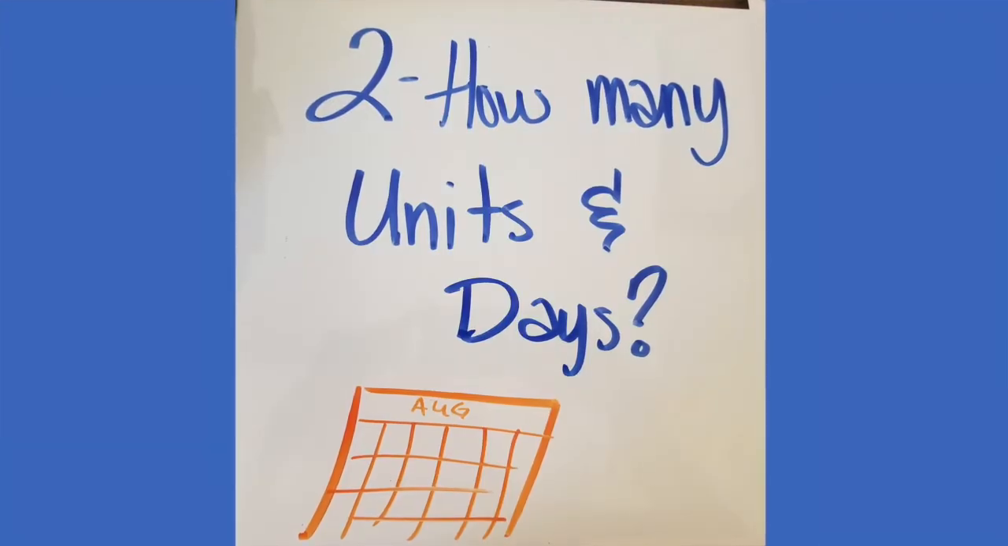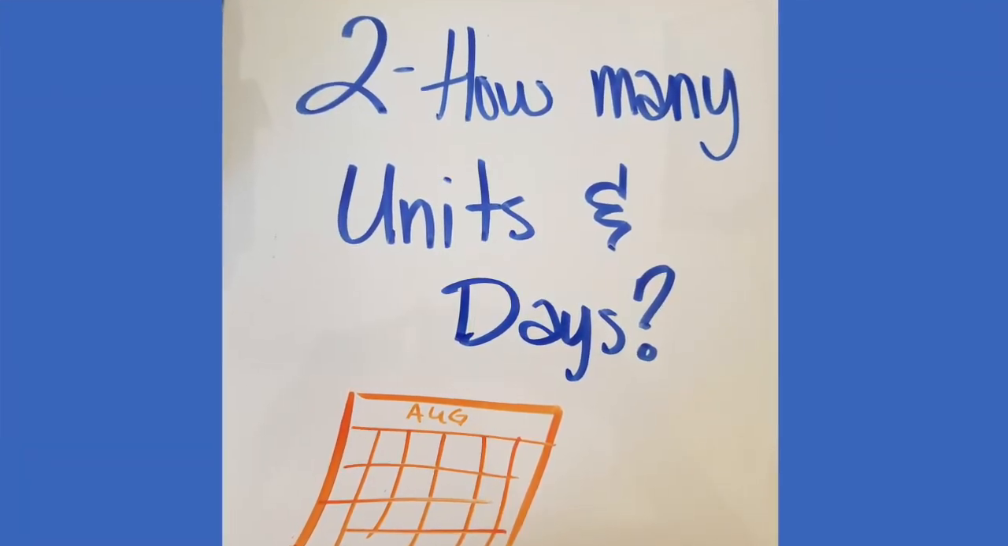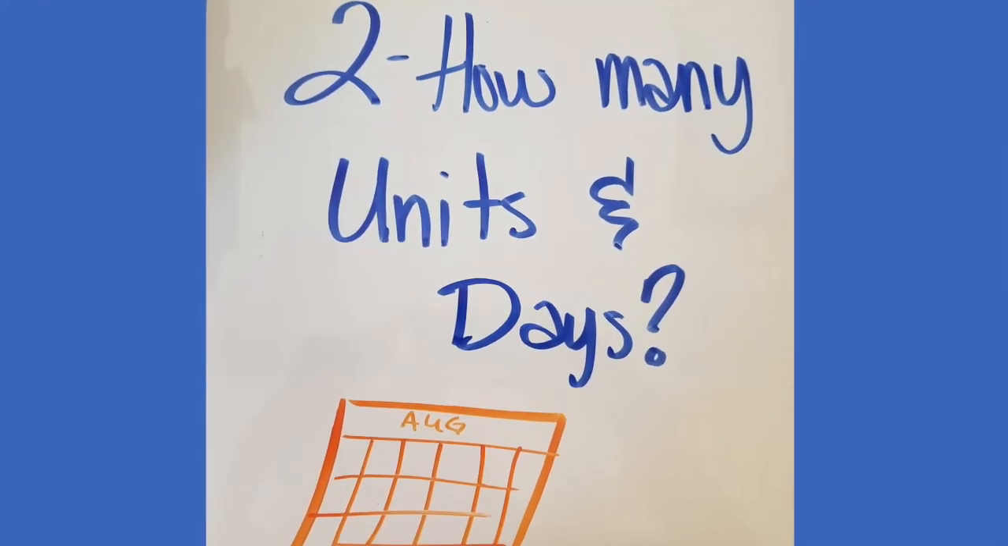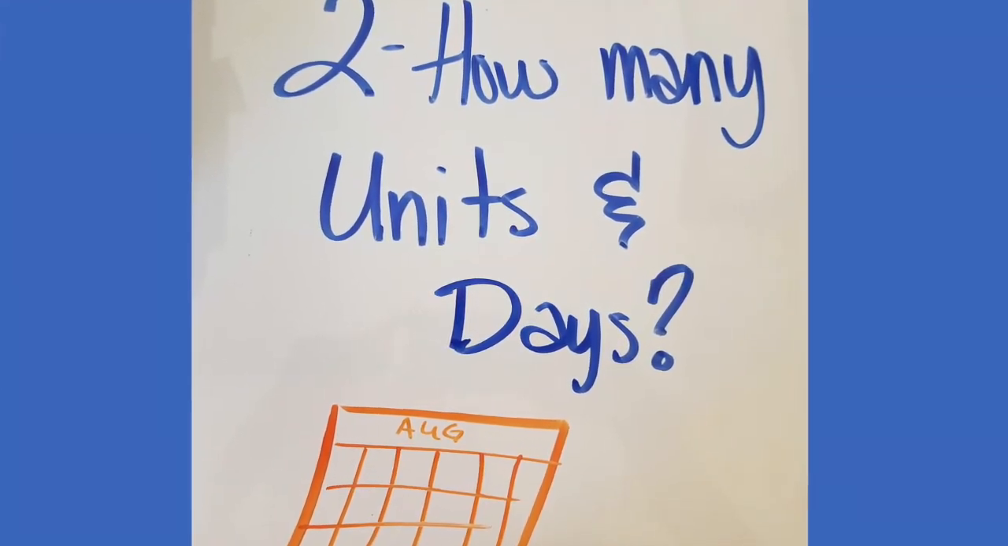Okay, step two is to figure out how many units you're teaching and how many days you have to teach those units. So, for example, I have an Ag Science 1 class for freshmen. I only get them for 2 trimesters. I have 13 units to teach and there are 129 days to teach them in. So, if I divide 129 days divided by 13 units, I have 9.9 days per unit.